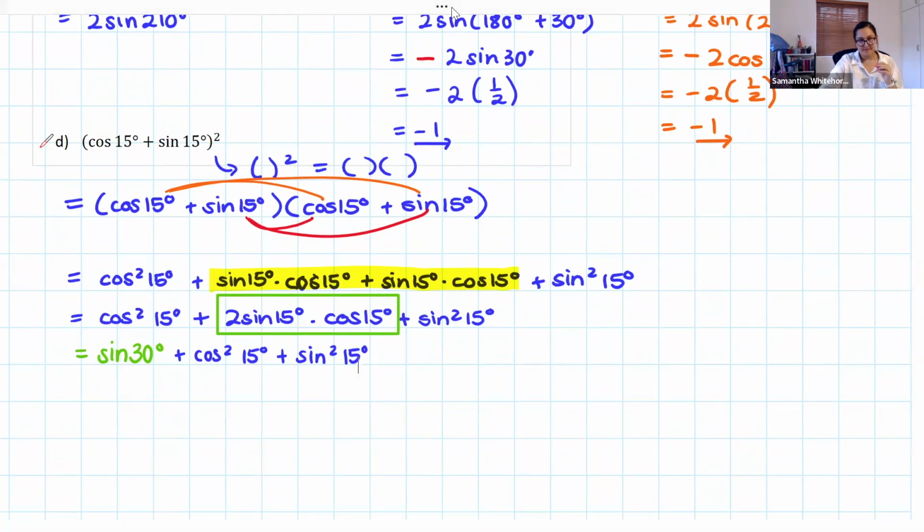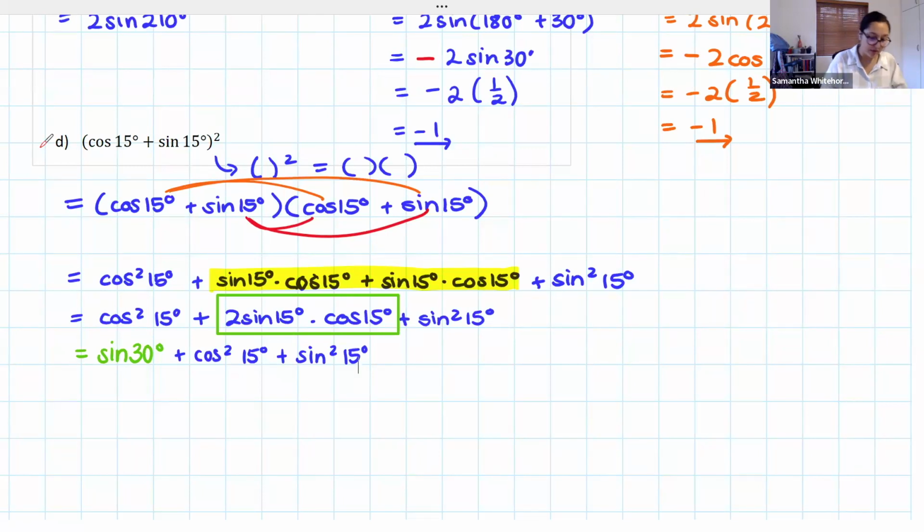Cos squared 15 plus sine squared 15 will give you 1. Lovely. Nice. IT and Josh, you guys are on it tonight. Amazing. Okay, not to say everyone else is not on it. They've just been answering a fair amount, which I appreciate.